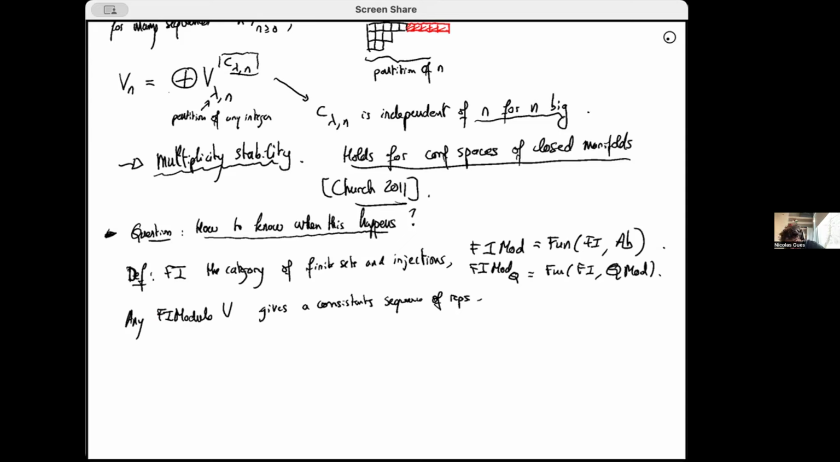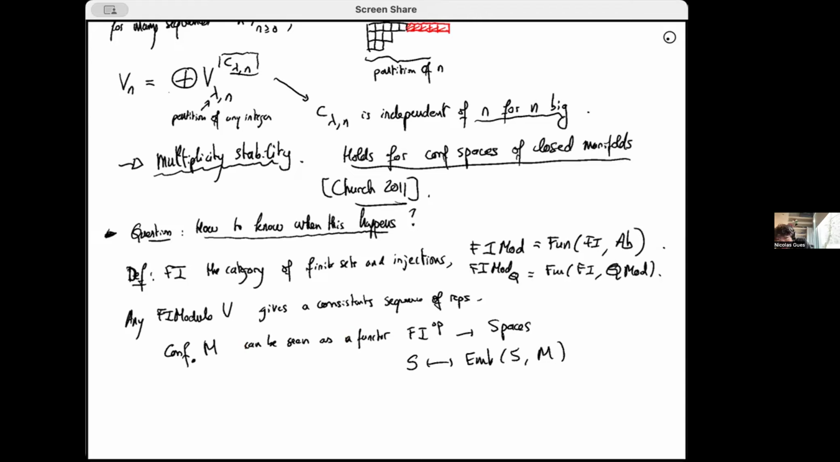And you can see that in particular our configuration spaces can be seen as a functor from the opposite of the category FI to spaces by sending a finite set S to the embeddings of S into M. And you can see that this is contravariant, and including injections just induce the maps that forget the points of the configurations. This is Conf_S(M).